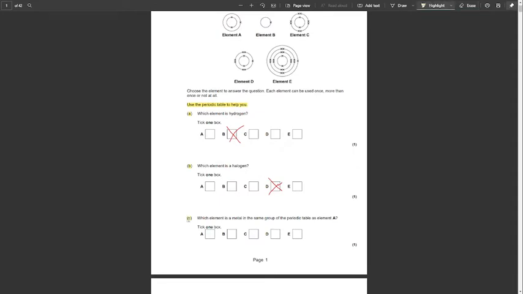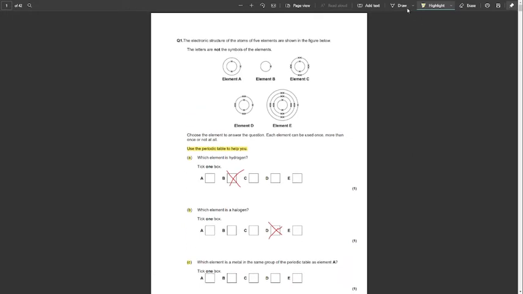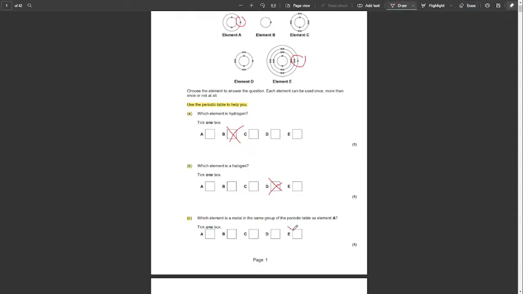If we highlight our next question, C, which element is a metal in the same group as element A? If we look at element A, you can see there's 1 electron in the outer shell, and there's also 1 electron in the outer shell in E. Now, it won't be B, because we've already established that B is hydrogen, and hydrogen doesn't follow the same rules. So in this case, it's going to be element E. That was a really terrible cross, let's try that again.